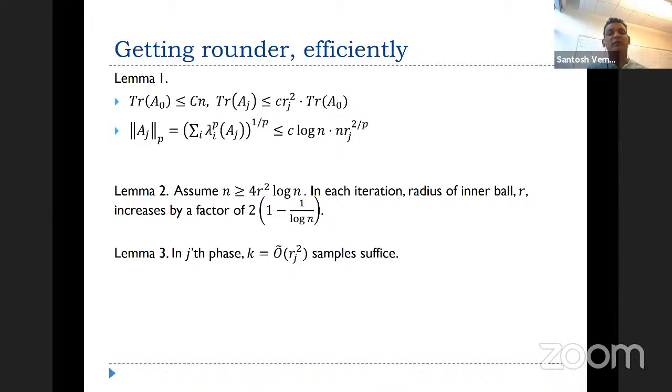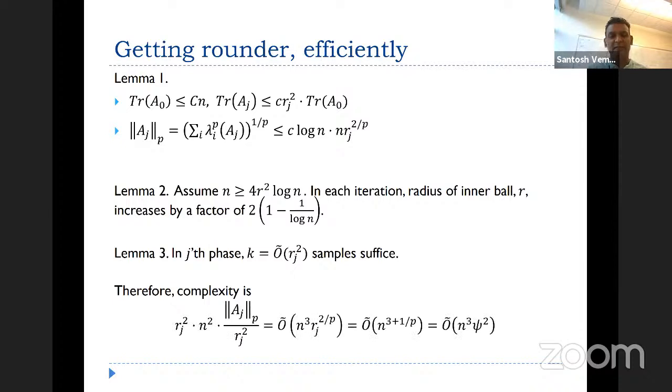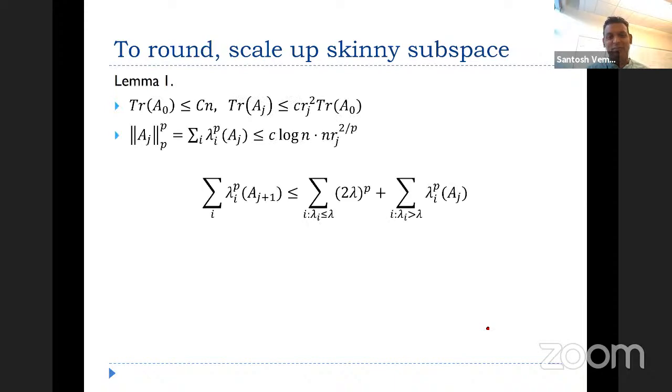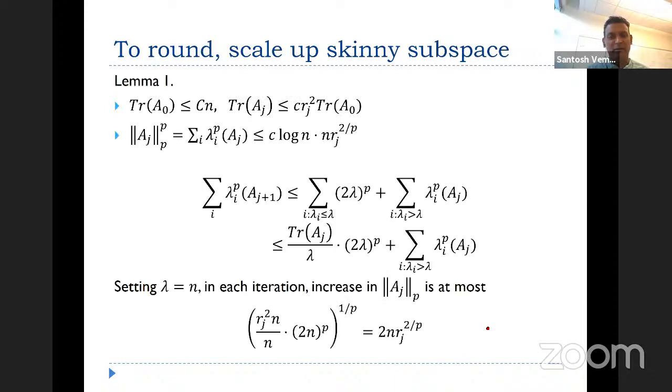The last thing is that in order to estimate these large eigenvalues, I need to show you that not too many samples are required, and that will be an application of matrix Chernoff bounds. Putting all these together, we get that the number of samples, this is the complexity of sampling, n squared times this new bound here, and that's n cubed r_j to the 2/p. And since r_j to the 1/p is the psi, we get here n cubed psi squared. So the bound is n cubed psi squared. Okay, so these were outlines of the lemma proofs, but I don't think I'll have time for that.